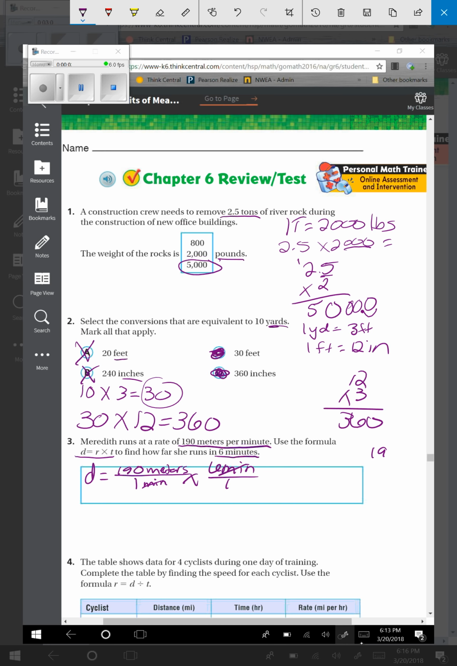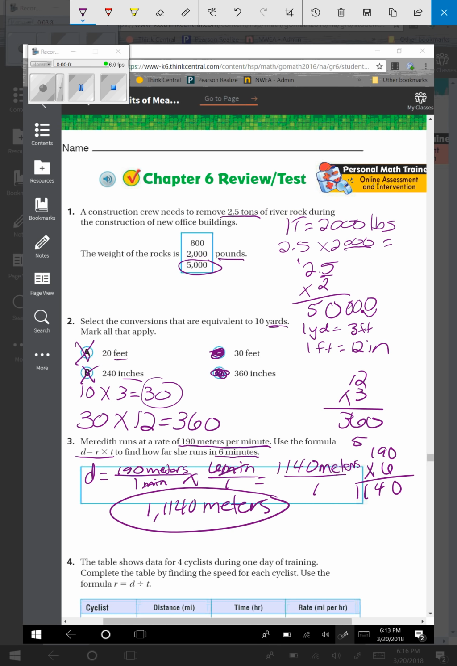So if we take 190 times 6, 6 times 1 is 6, plus 5 is 11. So that gives us 1,140 meters over 1, which will simplify down to just regular 1,140 meters. Nope, I put an extra 1 in there, sorry about that. 1,140 meters.